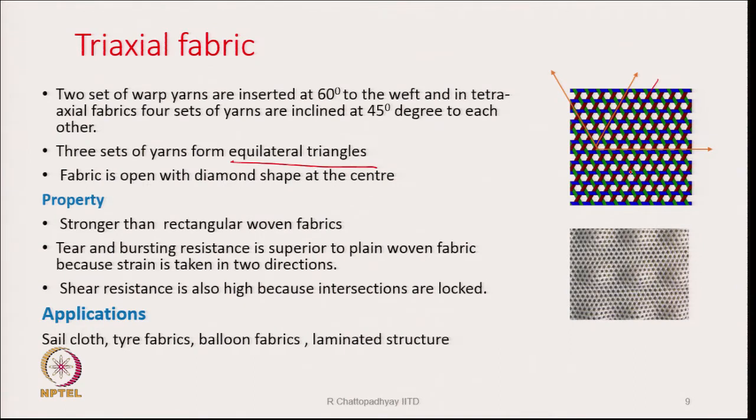So, that is the triaxial fabric for us, and these fabrics are stronger than rectangular woven fabrics. The advantage that we get is that tear and bursting resistance is superior to plain woven fabrics. So, if you want to resist tear, where the fabric is likely to fail because of tear, this is the right weave that we have to use. For many technical products, triaxial fabrics are very much in use.